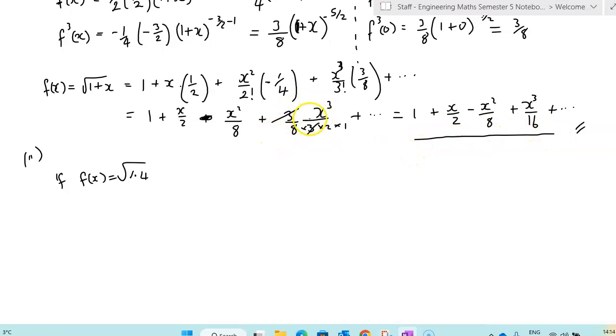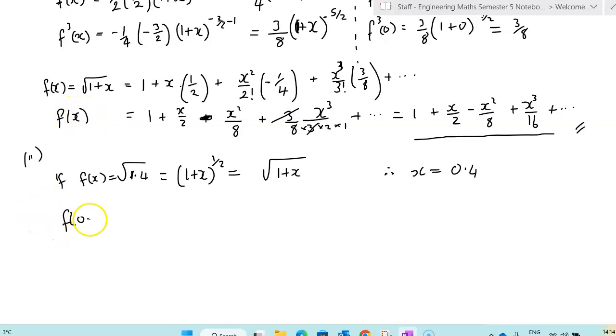Now, how does the square root of 1.4 relate to 1 plus x to the power of a half? Well, 1 plus x to the power of a half is the square root of 1 plus x. So we have the 1 for this one here, and x must be 0.4. And we just put it into our function for f of x. So that means we're now looking at f of 0.4. Anywhere there is an x in the series, we put in 0.4.